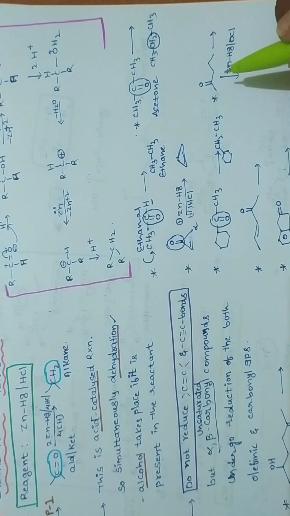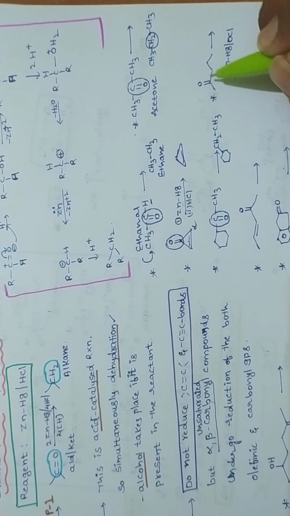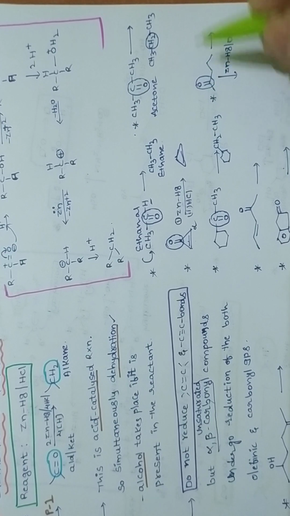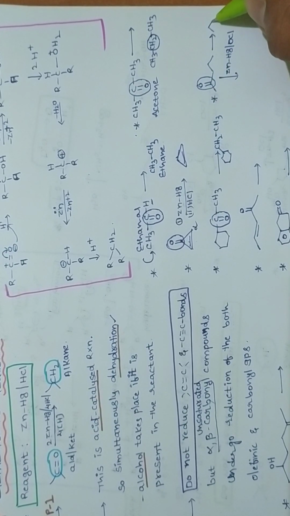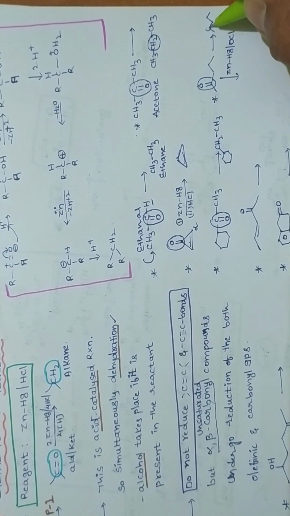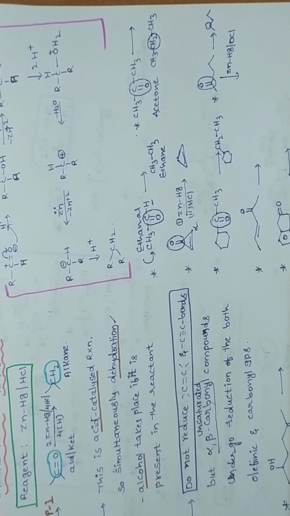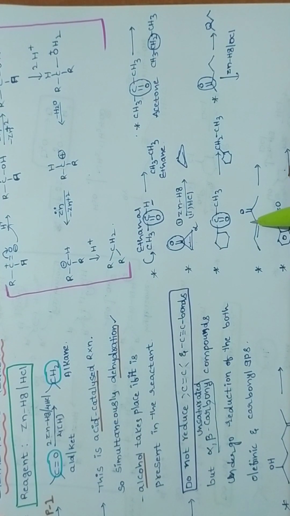Next here. Now what have they given here? The C double bond O group is converting into a CH2 group. Okay. Next one. This is the functional group. Now this is alpha, this is beta.